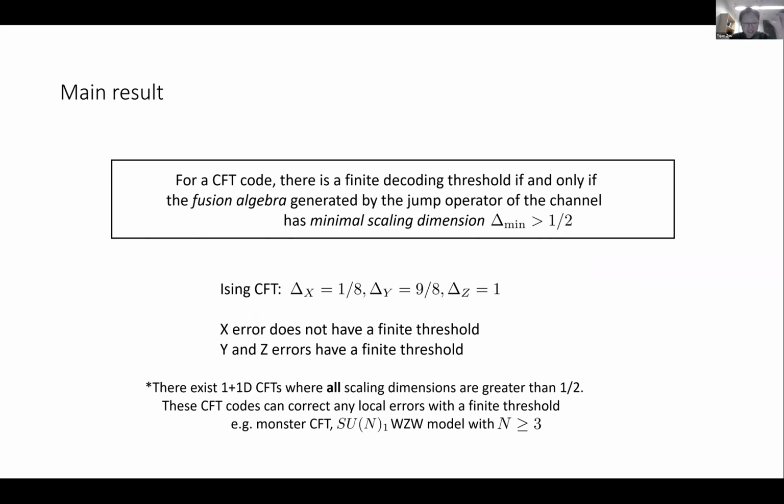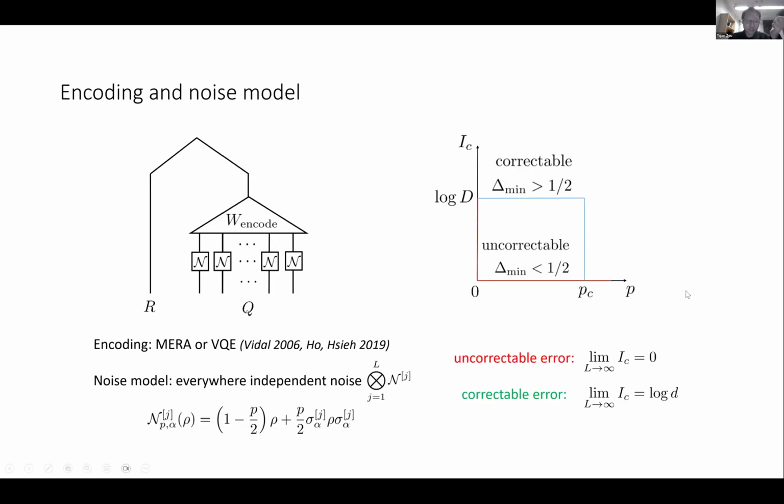So I will spend the last few minutes on this main result. The main result is that for a CFT code, there's a finite decoding threshold for the dephasing noise I mentioned above if and only if the fusion algebra generated by the jump operator has minimal scaling dimension bigger than 1/2. It's a little bit complicated. If you disregard the fusion algebra part, it just means that the scaling dimension of the sigma alpha operator, where sigma alpha could be sigma x, sigma y, or sigma z, is bigger than 1/2.